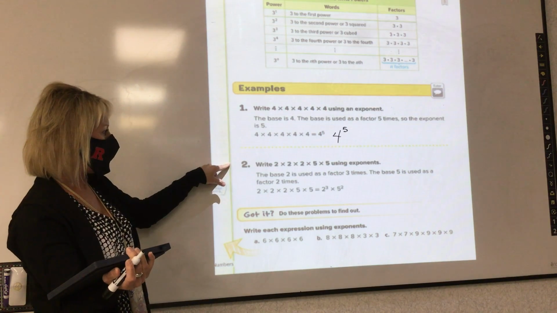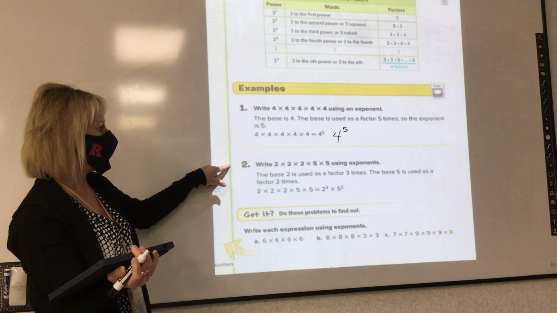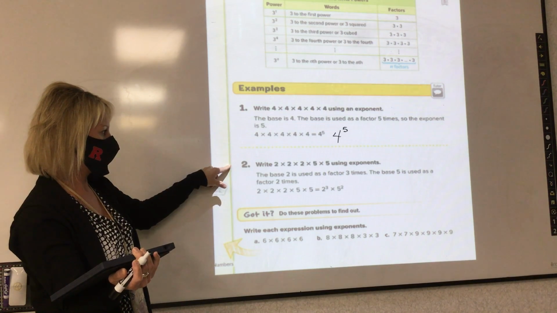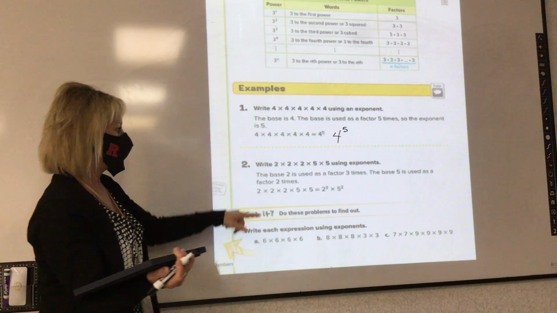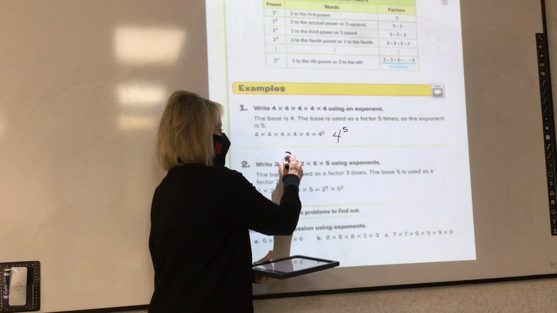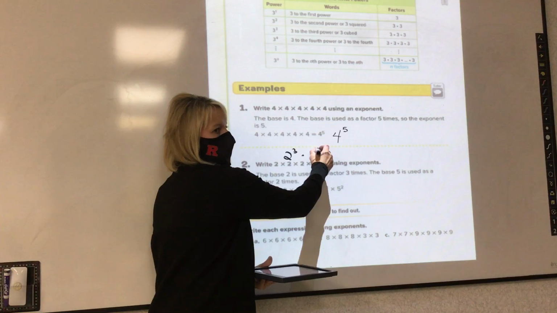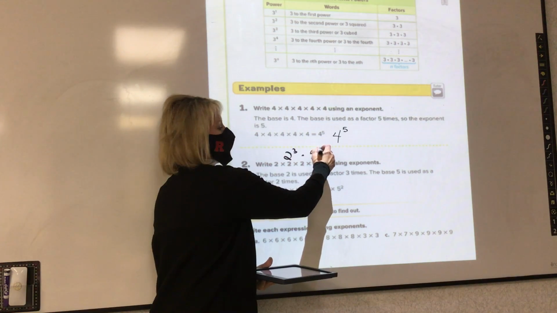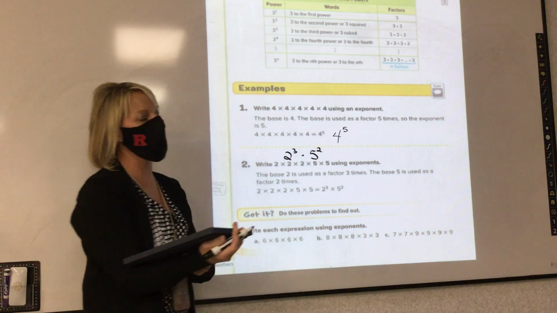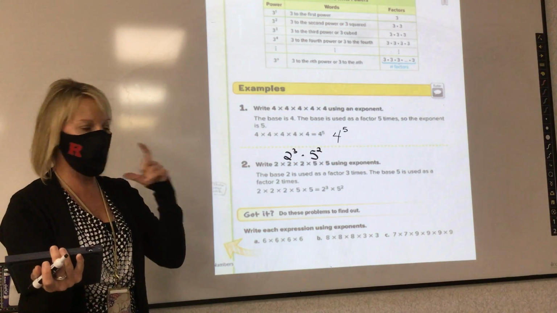Second example, write 2 times 2 times 2 times 5 times 5. So that would be 2 to the third, and times 5 to the second. Don't say to the second. 5 squared. We've got to get used to that term. So if you have to, study that chart.